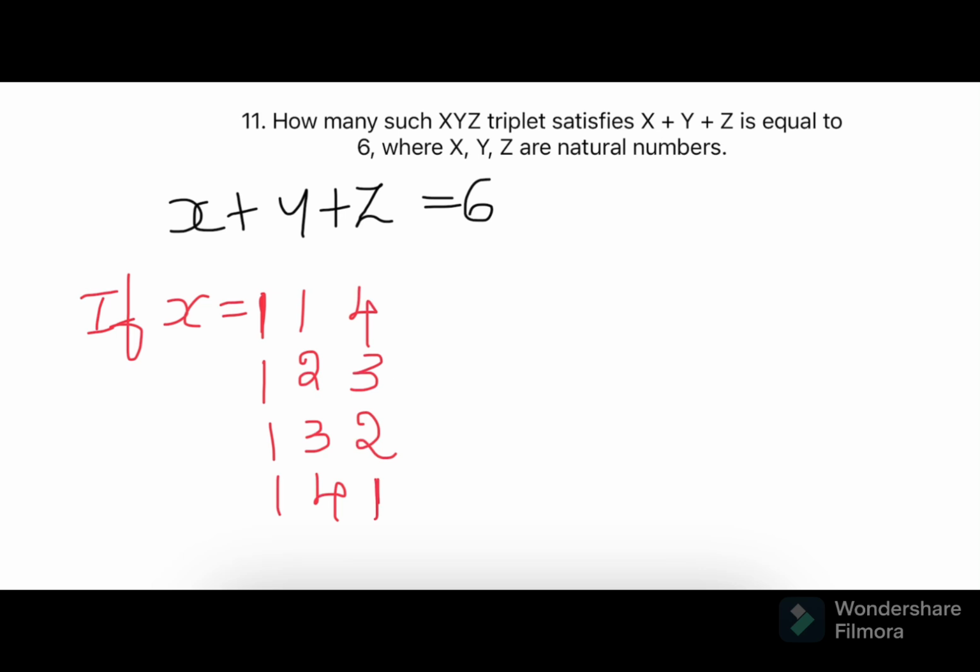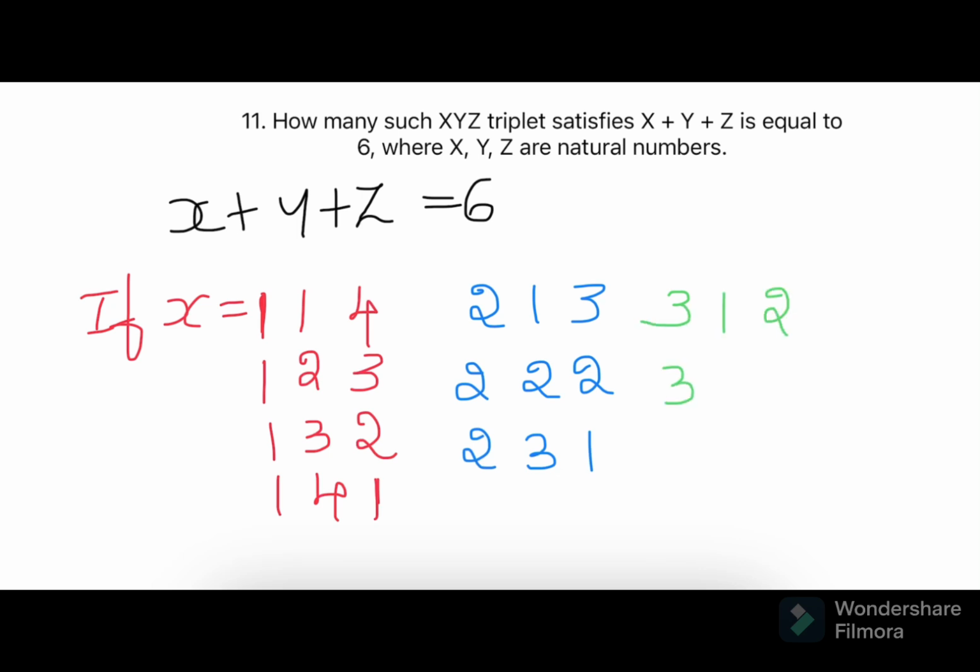Suppose x is equal to 2. If x is equal to 2, then what is the case? It can be 2, 1, 3, which is equal to 6. It can be triple 2, which is equal to 6. It can be 2, 3, 1. The summation of this is also equal to 6. Another one that we can think of, if x is equal to 3, so 3, 1, 2 is a possibility. 3 plus 2 plus 1 is a possibility.